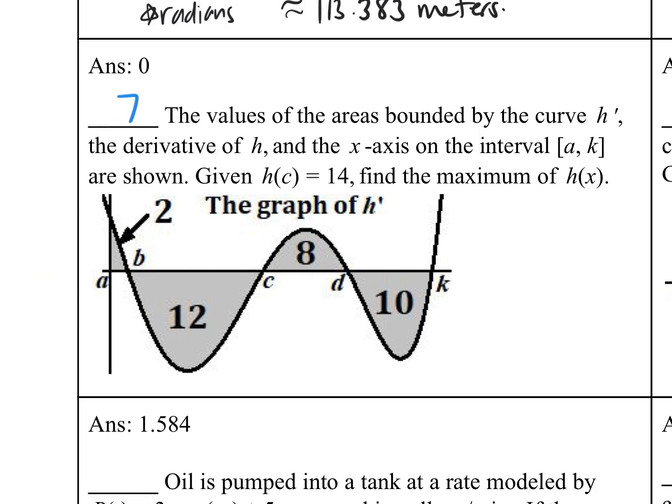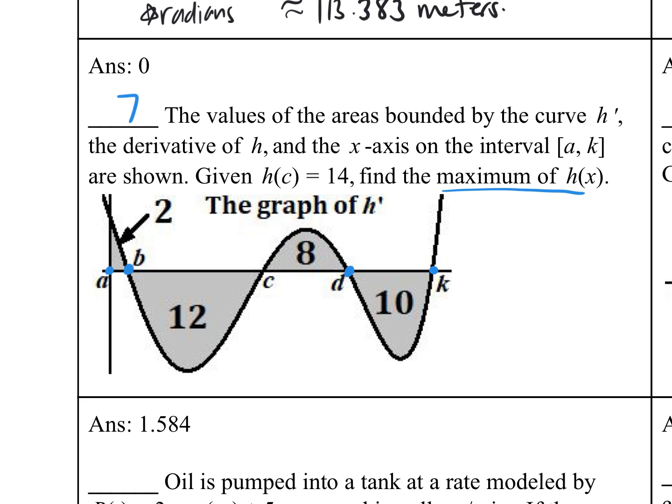Okay, similarly for number 7, we have the same graph except we are looking for the maximum now at this point. So maximum can occur where we are changing from positive to negative or at the endpoints. So that could either happen at h of a or h of k as well.